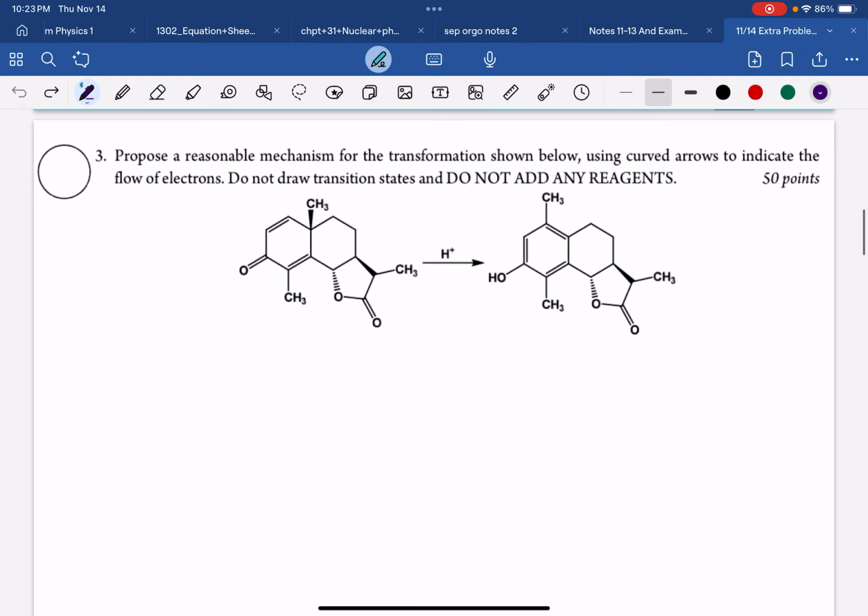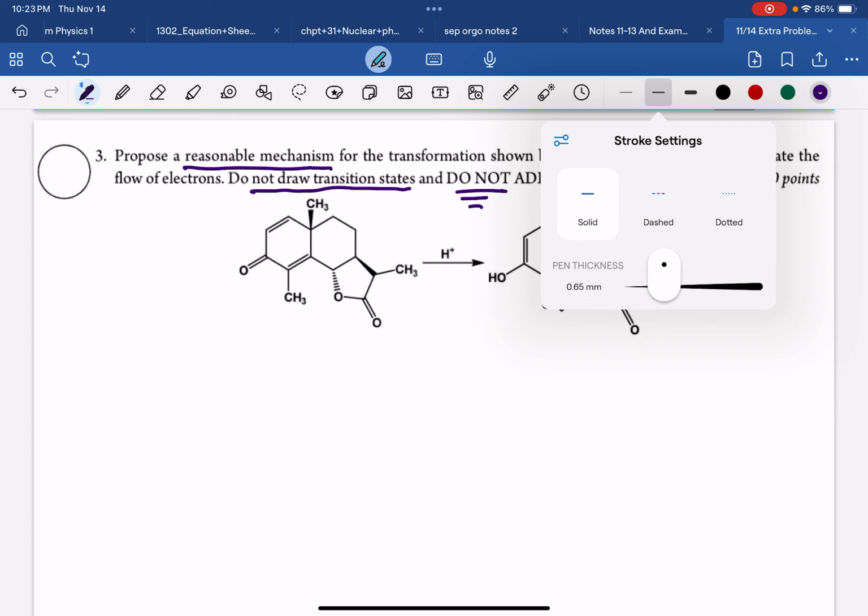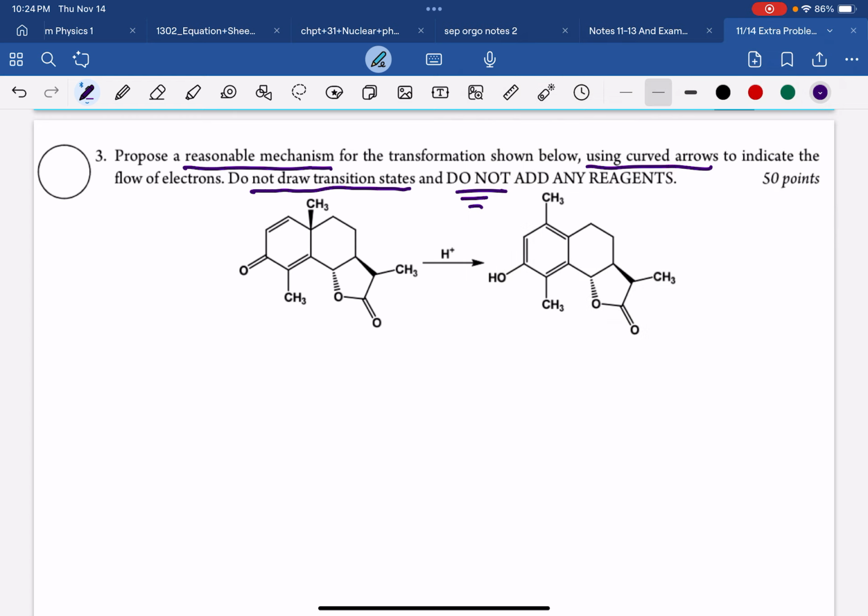So it says propose a reasonable mechanism for this transformation shown below using curved arrows to indicate the flow of electrons. You do not need to draw the transition states and do not add anything. Okay. So generally the best way to approach these problems is to look at what changed in your final product compared to your initial, right? So let's highlight some things.